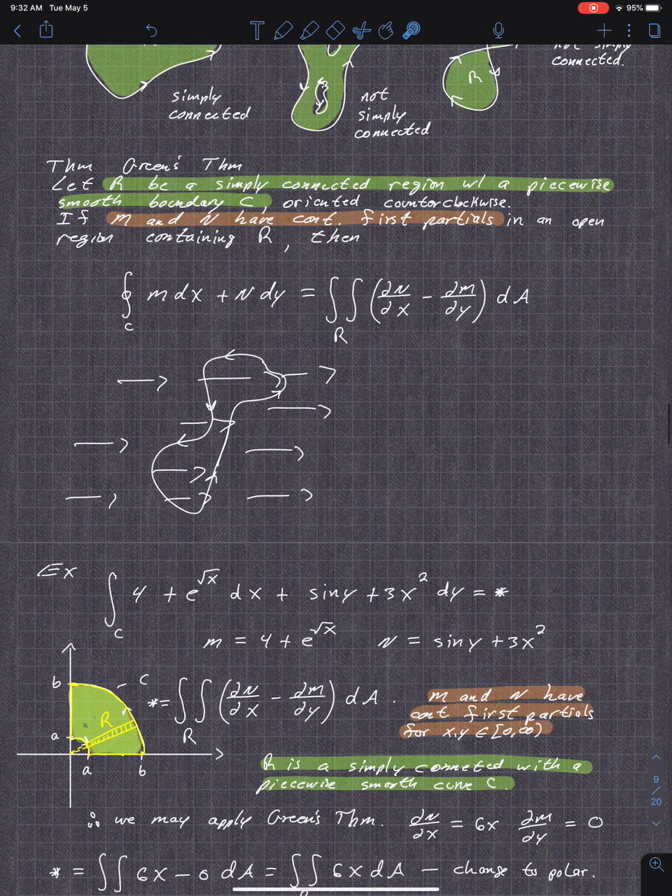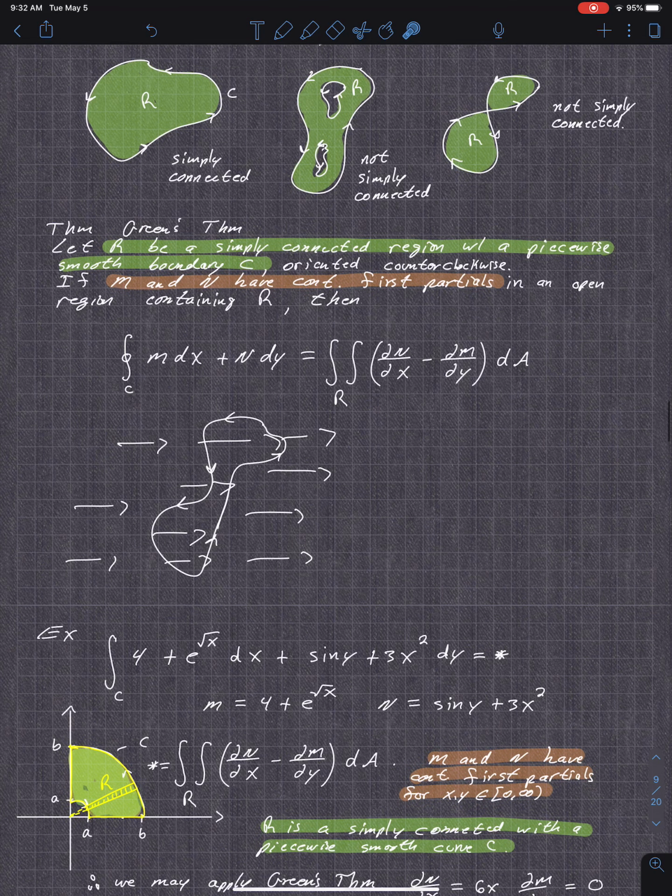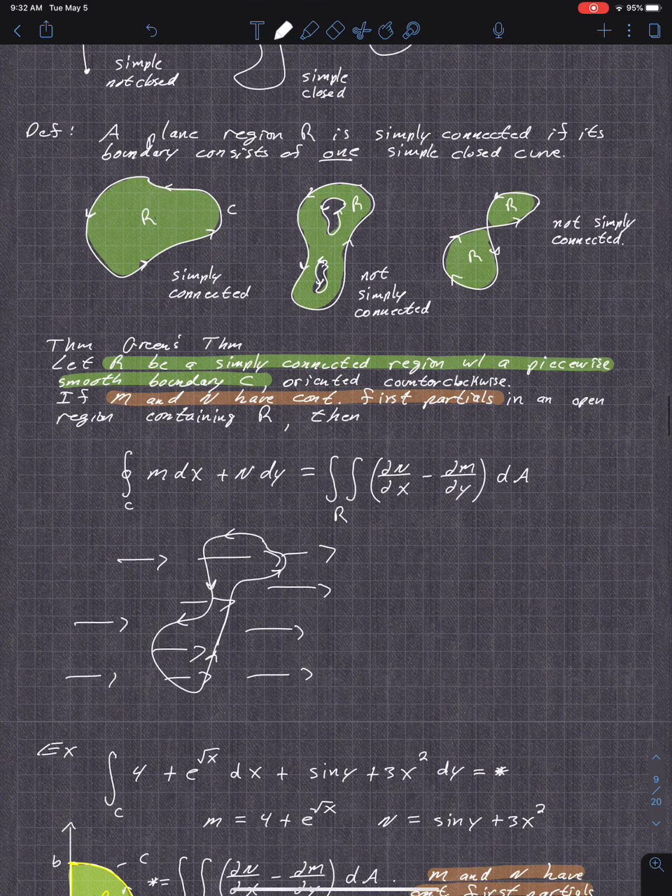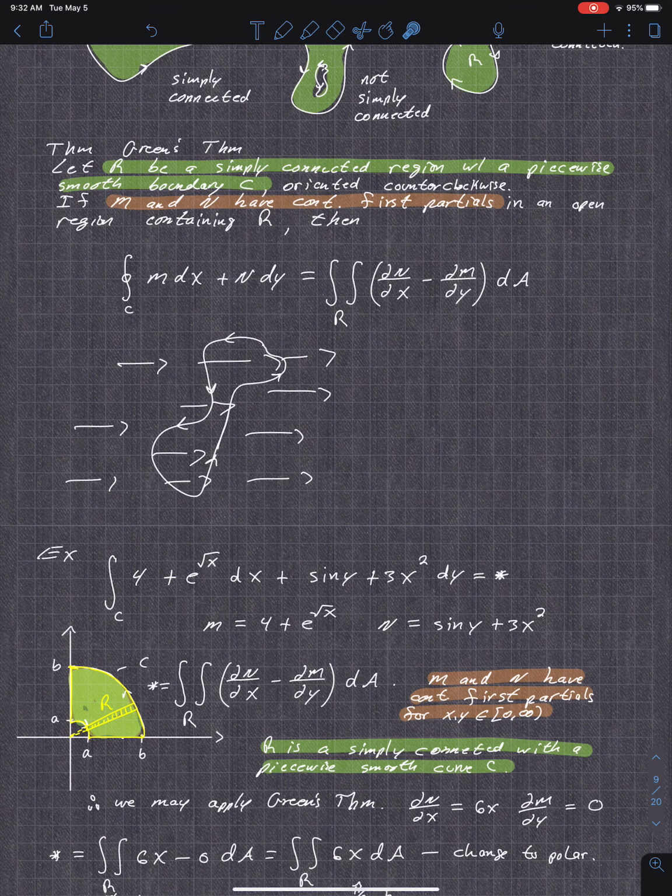So here's Green's theorem. Let R, our region, and these would be regions. Let R be simply connected with a piecewise smooth boundary C, oriented counterclockwise. So I want us to go counterclockwise like I just drew. M and N have continuous first partials in an open region R. Then the line integral of M dx plus N dy is equal to the double integral over the region.